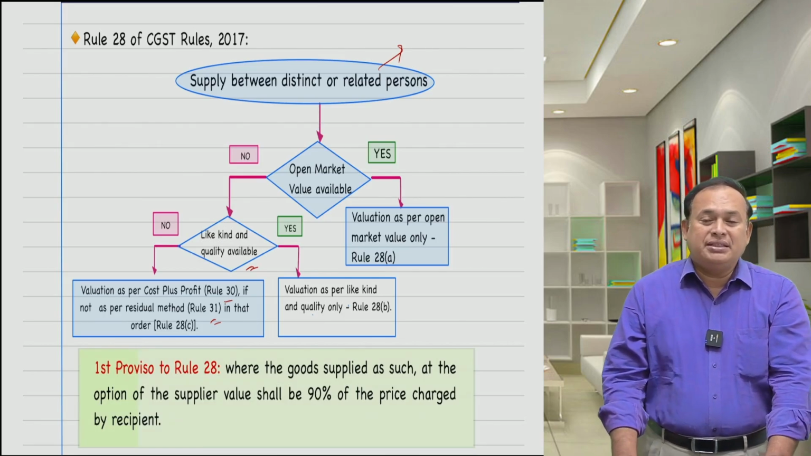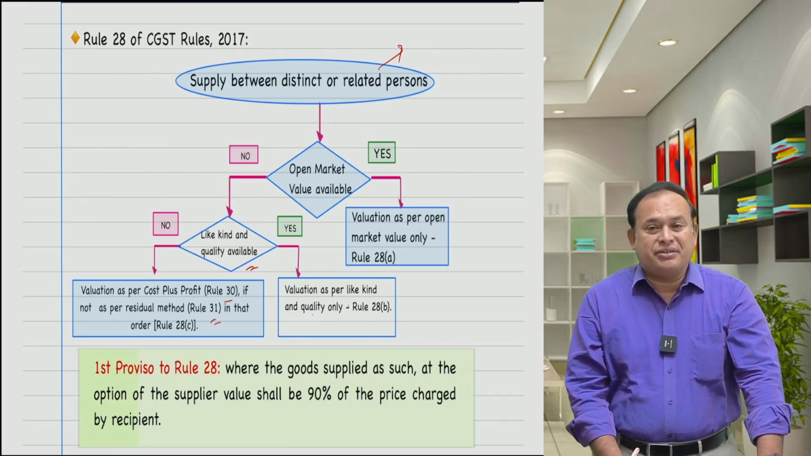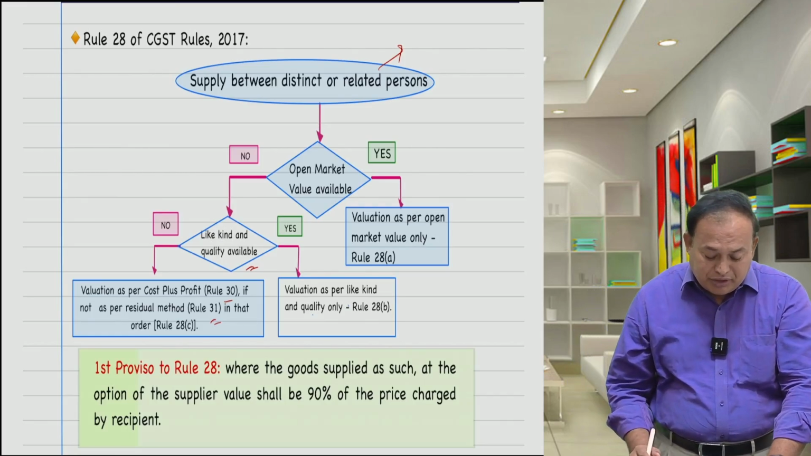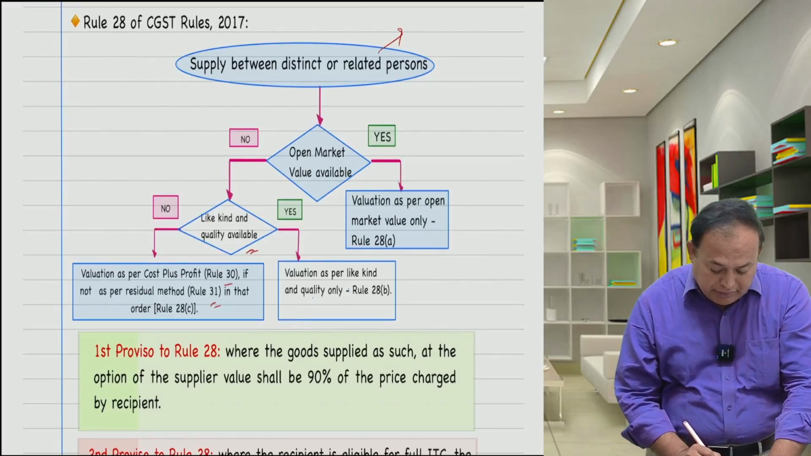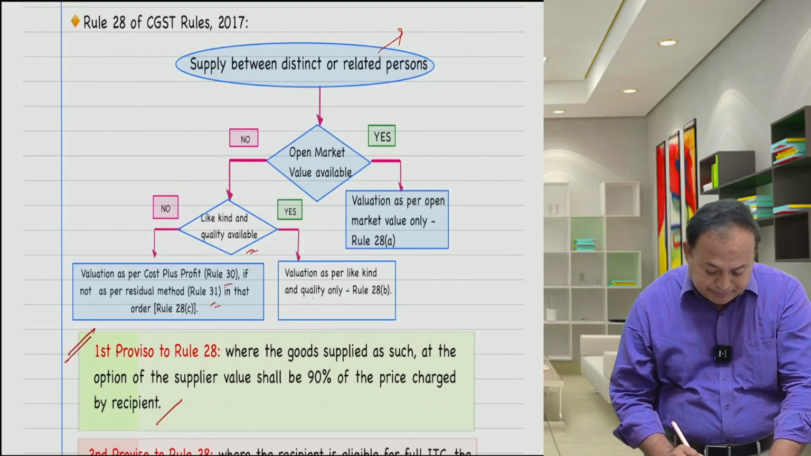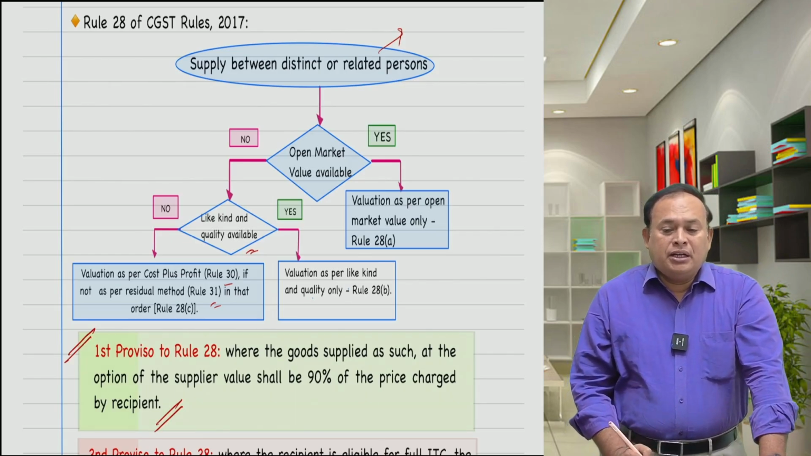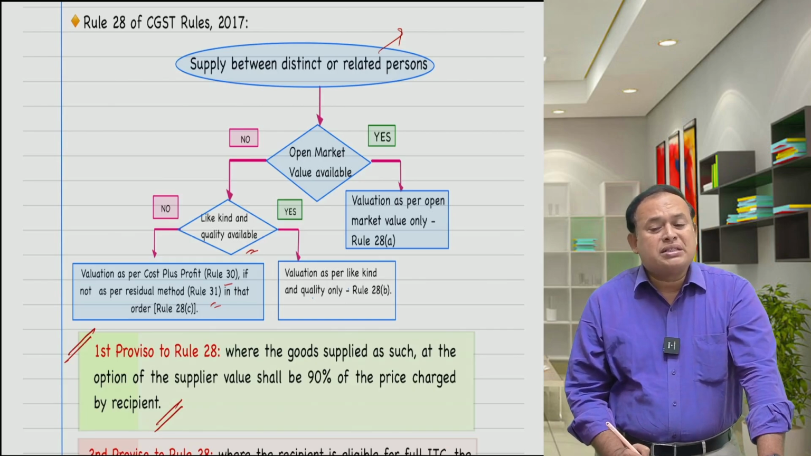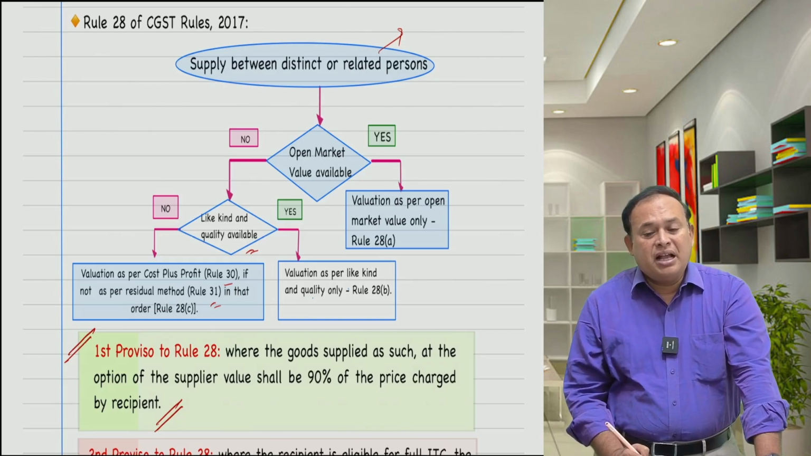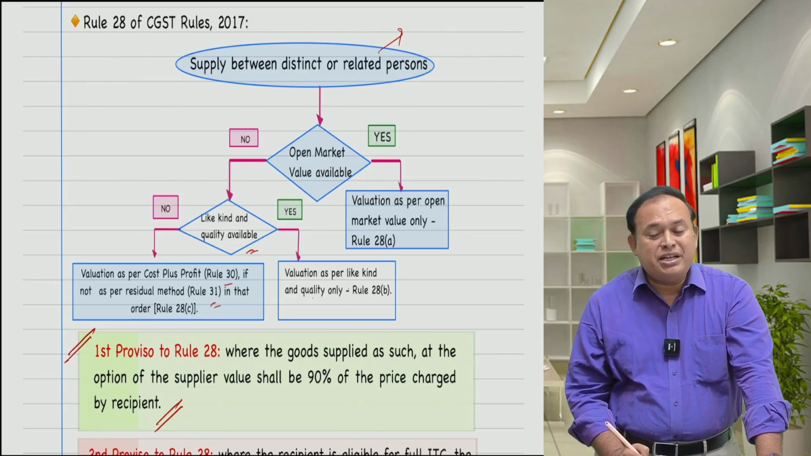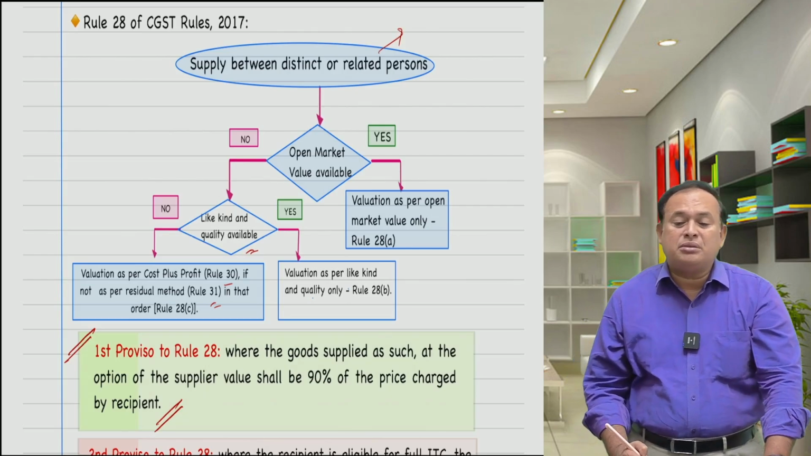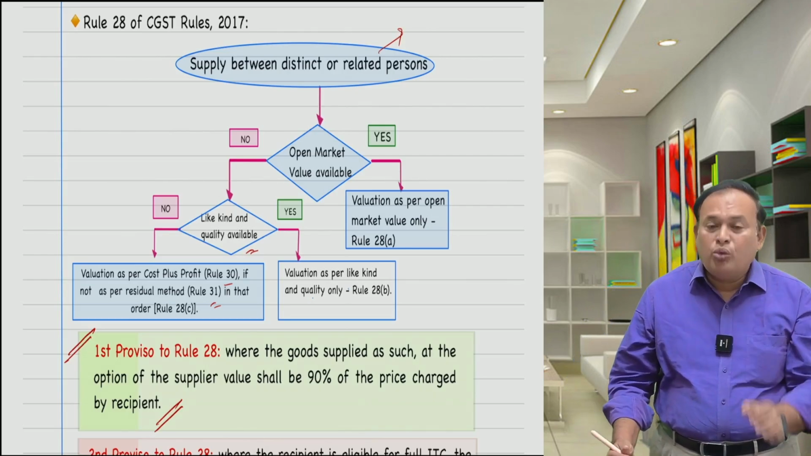Apart from that, here something extra is given. What is given? It means the first proviso, a very, very important proviso. What does this proviso say? Where the goods are supplied as such at the option of the supplier, the value shall be 90% of the price charged by the recipient. What do you mean by this?